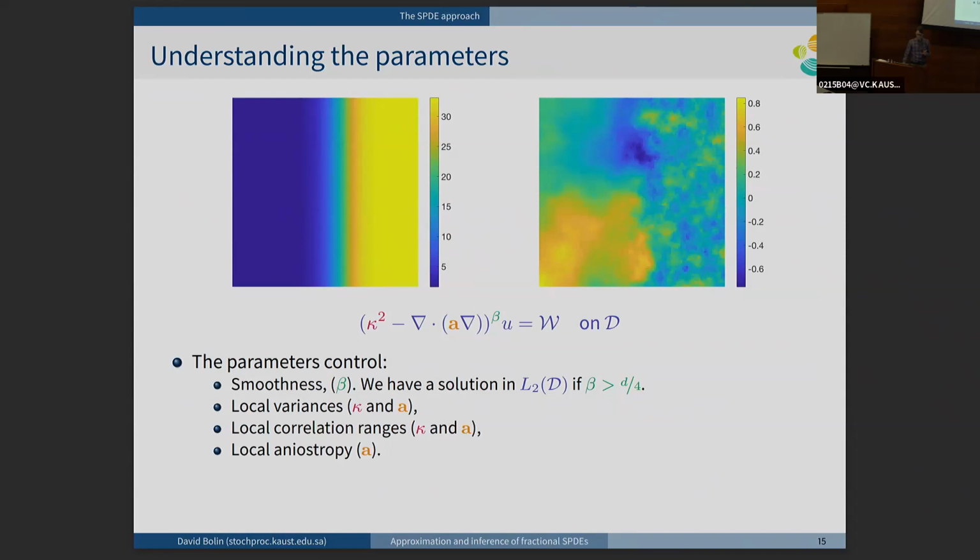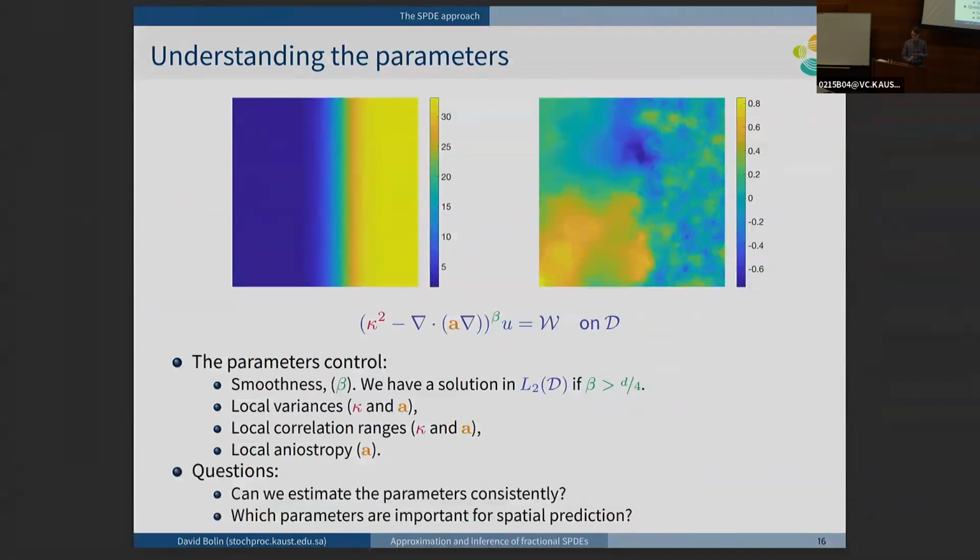Okay, so before then, we actually go through the numerical methods. Some interesting questions here are, first of all, since this is a very flexible model, can you estimate the parameters of this model consistently? And secondly, if you use this model for, say, spatial prediction, as the problem I first mentioned, which parameters are actually important for spatial prediction? So do you need the full flexibility of this model if you want to have accurate predictions?